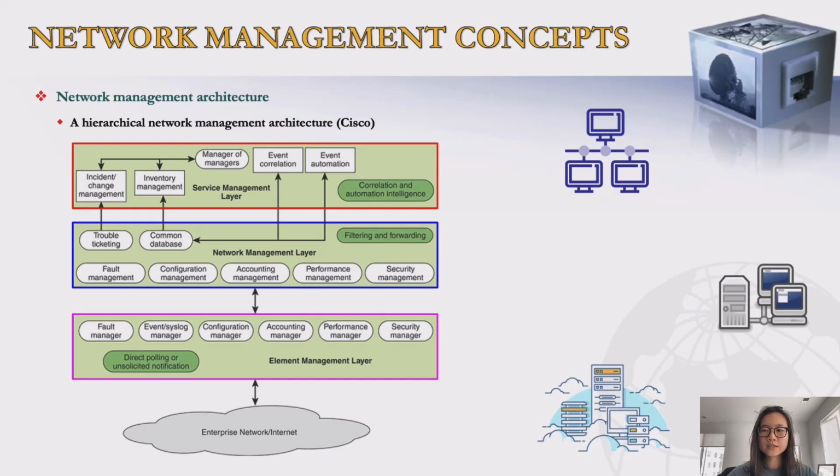The middle layer is the network management layer. It provides a level of abstraction that does not depend on the details of specific elements. Finally, the top layer, the service management layer, is responsible for adding intelligence and automation to filter the event correlation and communication between databases and incident management systems.